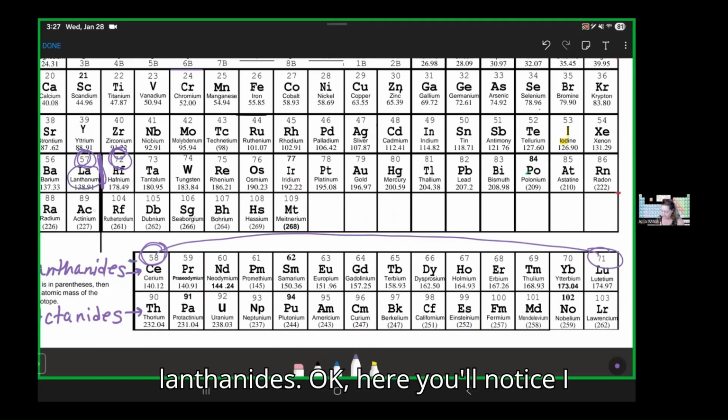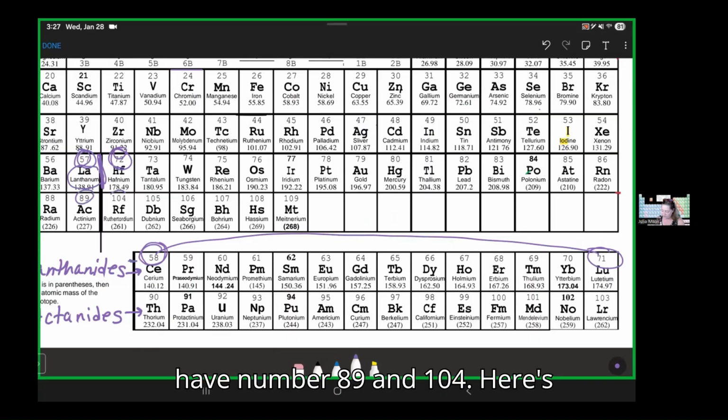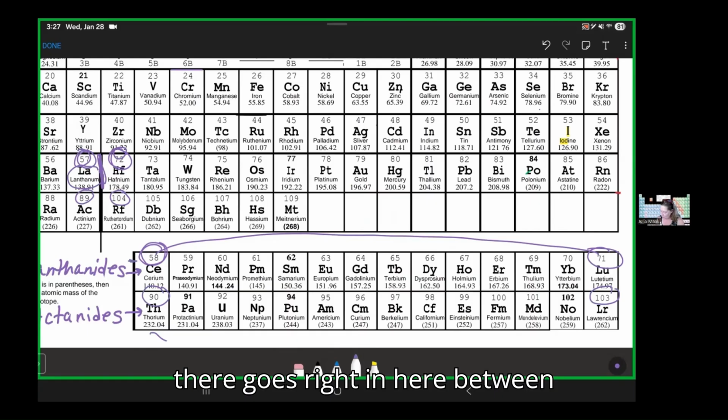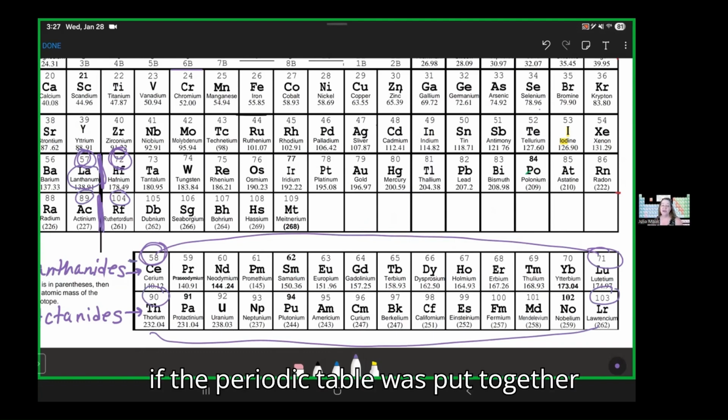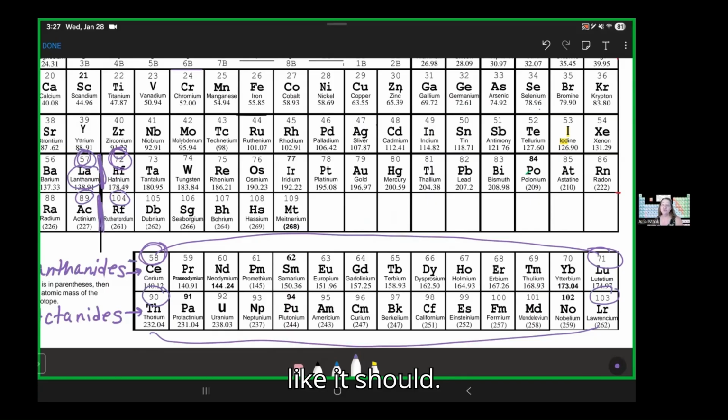Okay, here you'll notice I have number 89 and 104. Here's 90 to 103. That whole area there goes right in here between those two. Okay, I'm going to show you what that looks like if the periodic table was put together like it should be.